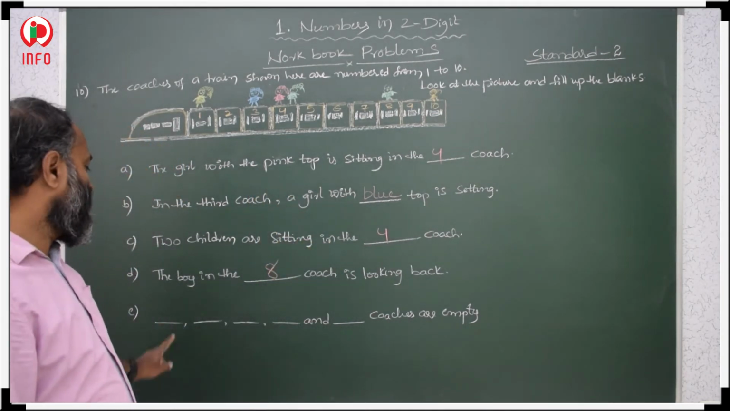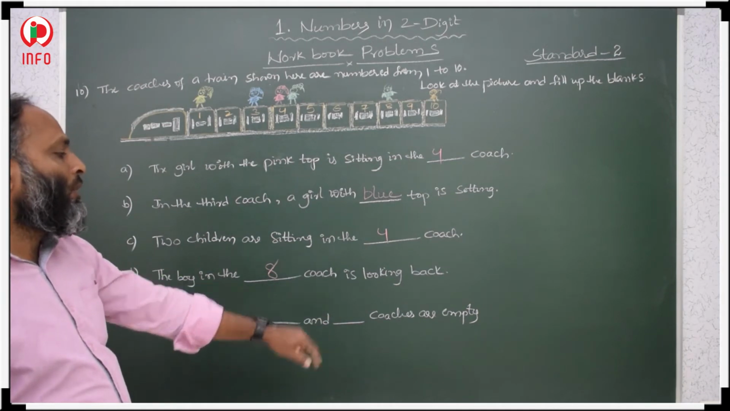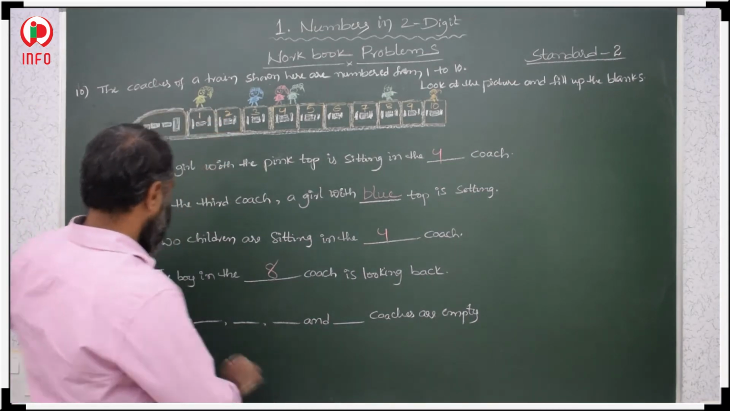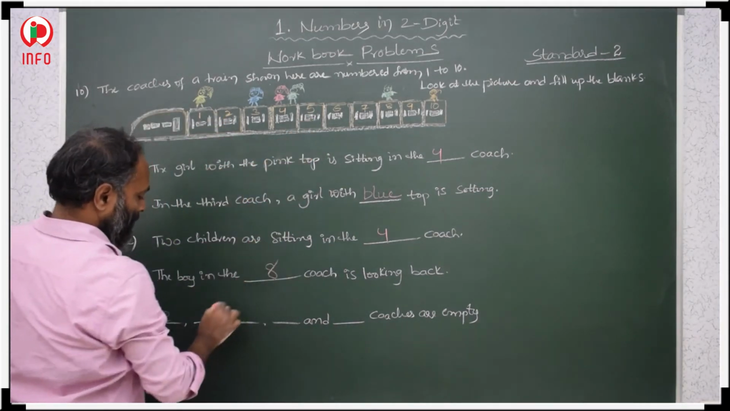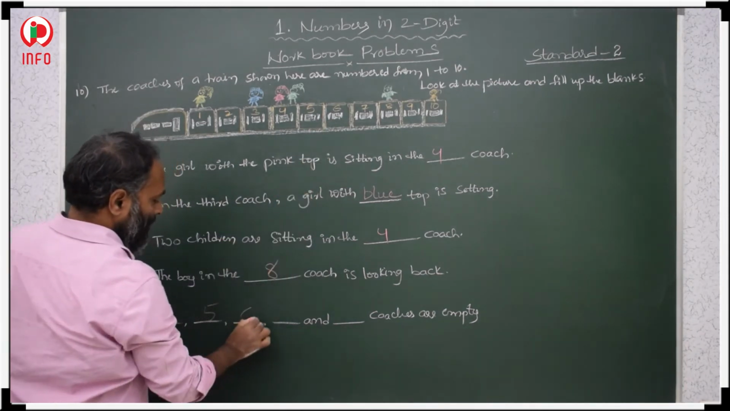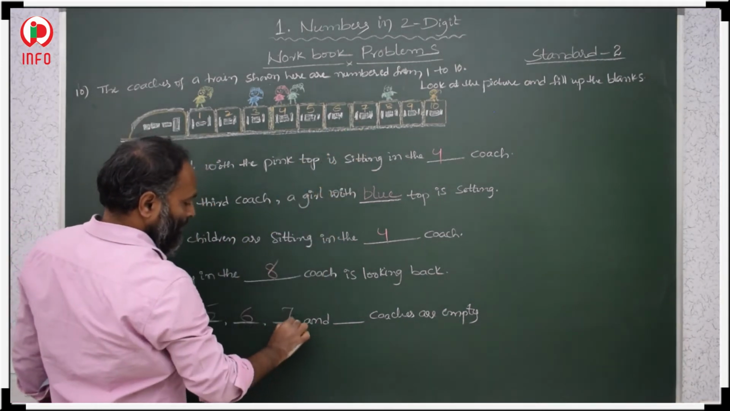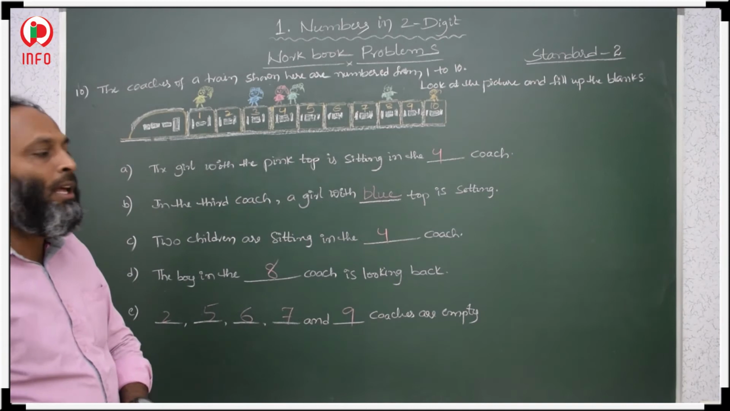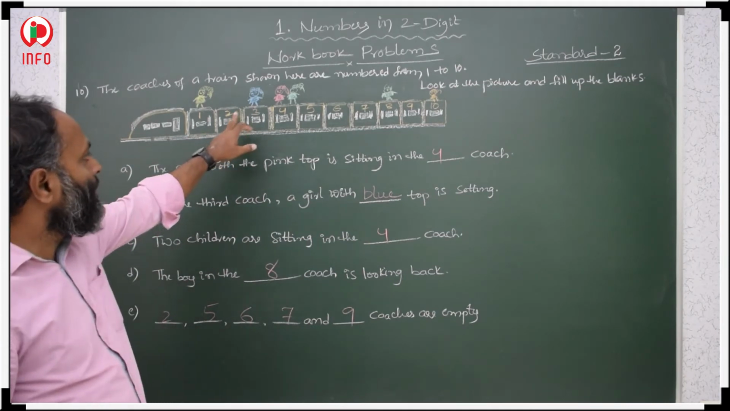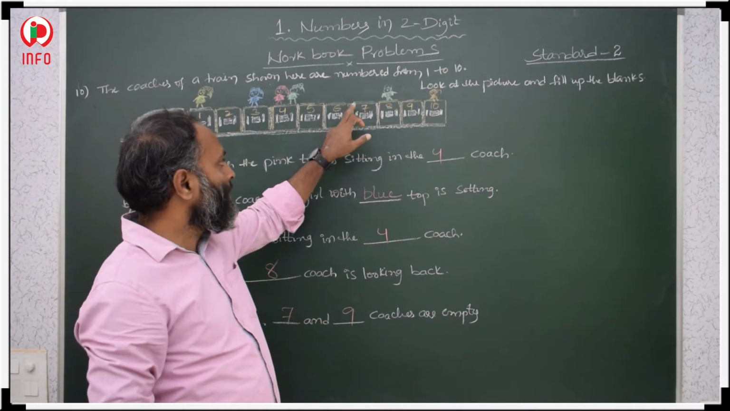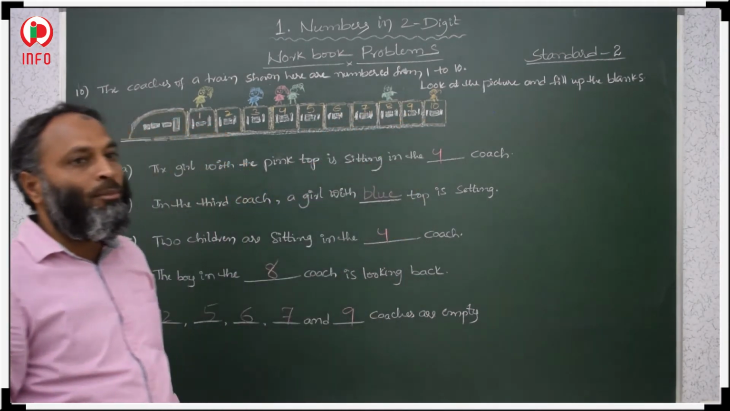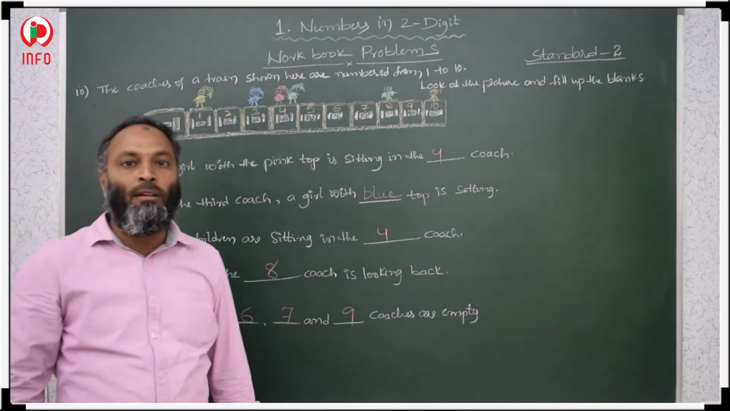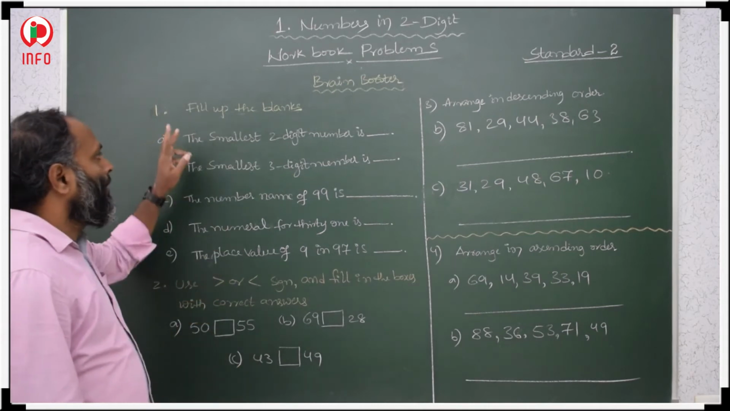Okay. Now dash and dash coaches are empty. No children were there. So the second coach, fifth coach, sixth, seventh, and ninth coaches are empty. Okay. So like this we have to see and fill the blanks. Thank you.